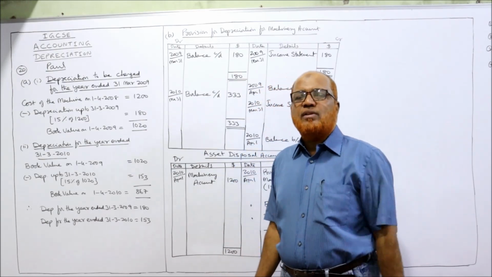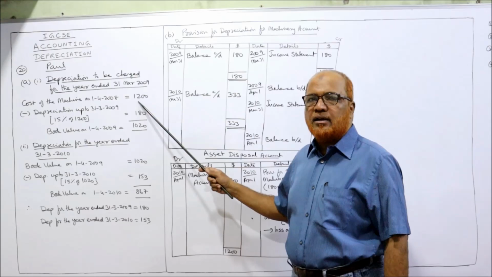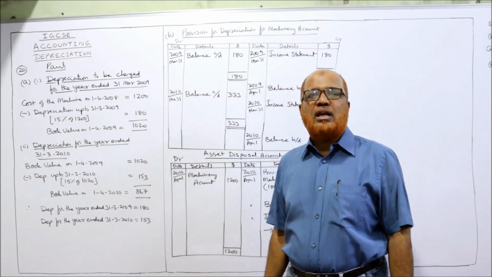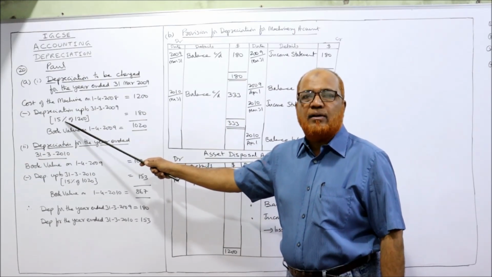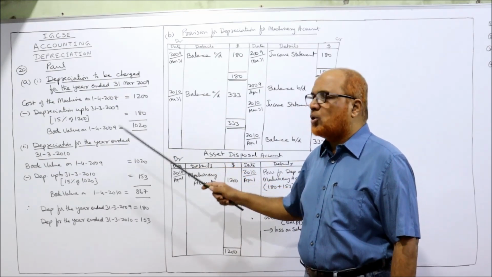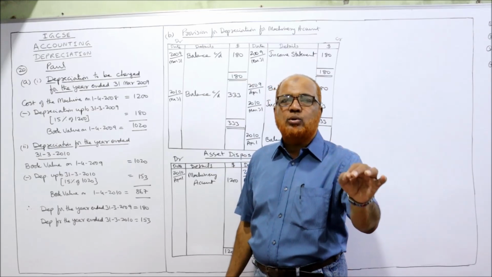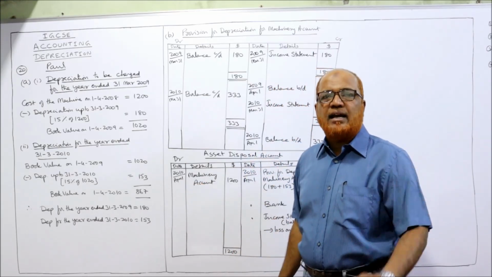What is the cost of the machine on 1st April 2008? That is 1200. Now depreciation up to 31st March 2009 for 1 year. So 15% is the rate given. 15% of 1200 is 180. Deduct 180, you get 1020. This is the book value on 1st April 2009, the beginning of the second year.